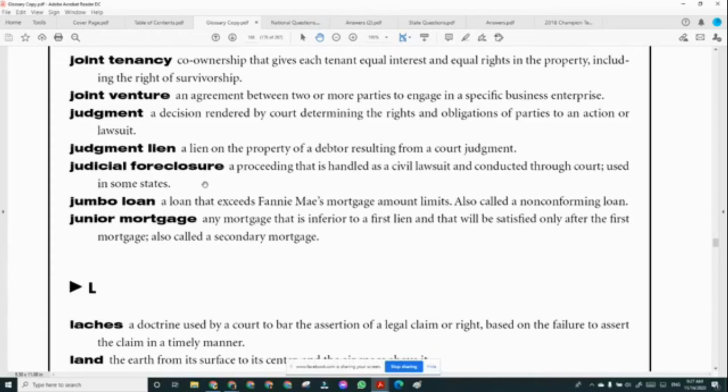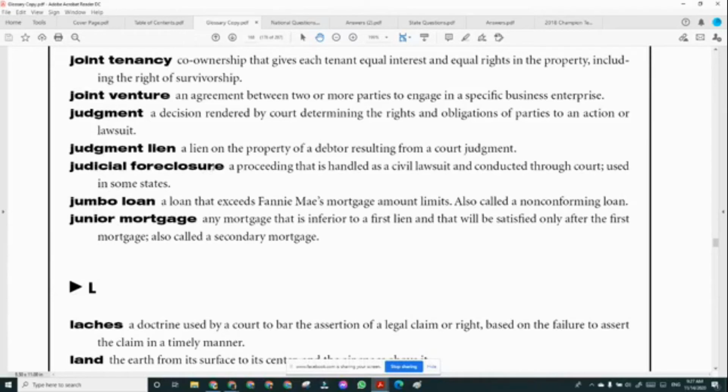So in a non-judicial state like Texas, we have a deed of trust which has three parties, right? The owner, the borrower, the trustee, and the beneficiary. Trustor, trustee, and beneficiary. The beneficiary, of course, is the lender. Okay, the trustor is the mortgagor, is the borrower.